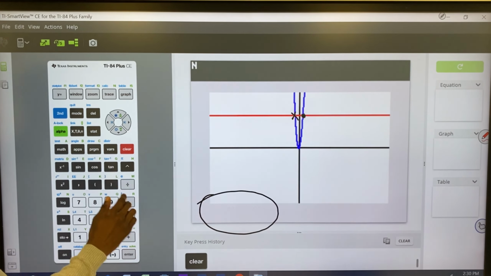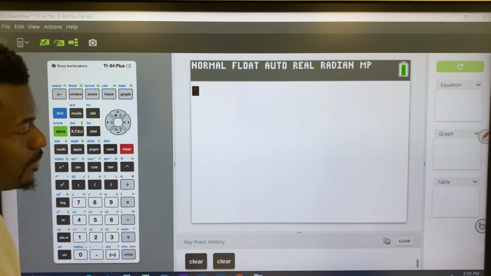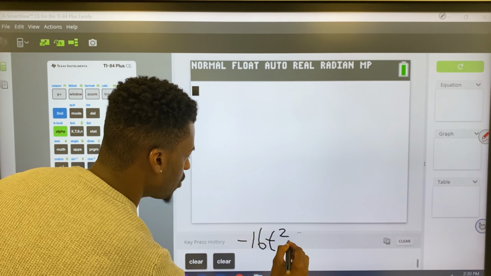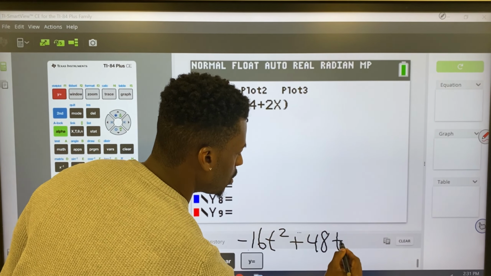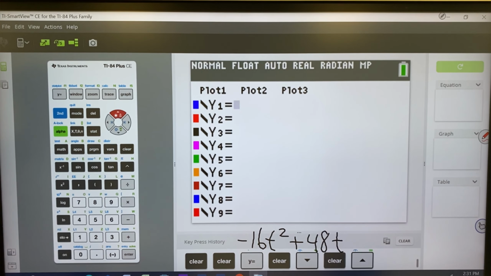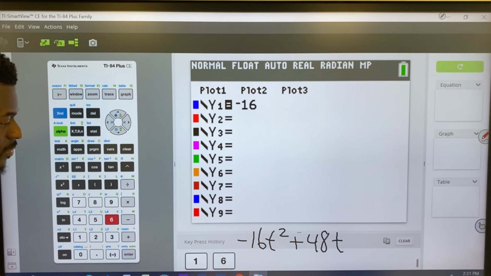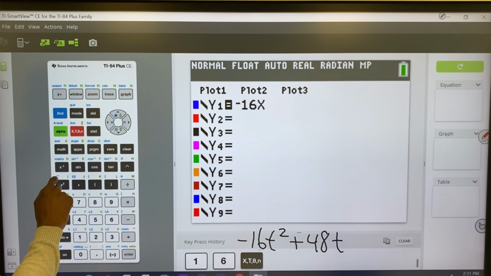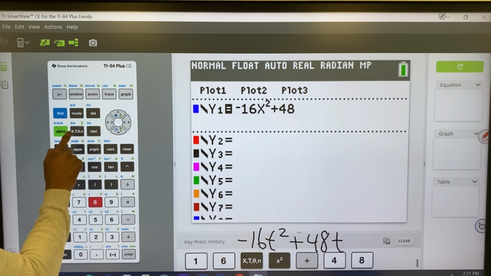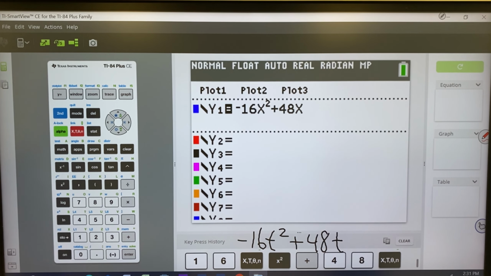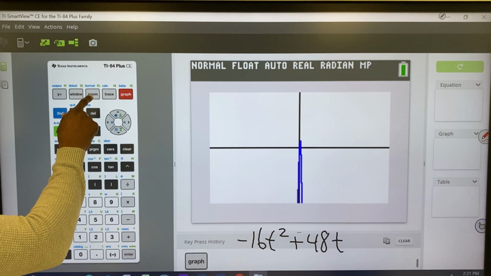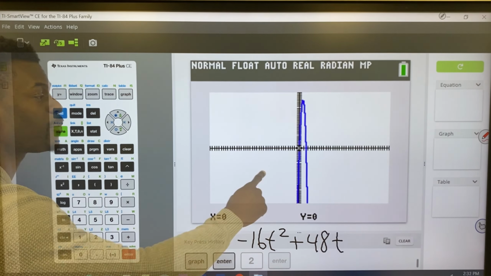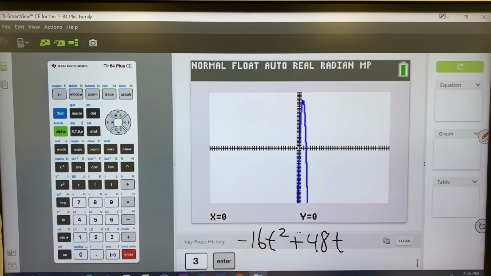So if I go to my calculator, I'll write it here: negative 16t squared plus 48t. So y equals. Everybody in your calculator, you're going to put this function, or that expression of the function. Instead of t, we'll use x. Okay? Graph. I'm going to zoom in a little bit. Downward facing parabola. It just looks a little more pointy. All right? Everybody has that?